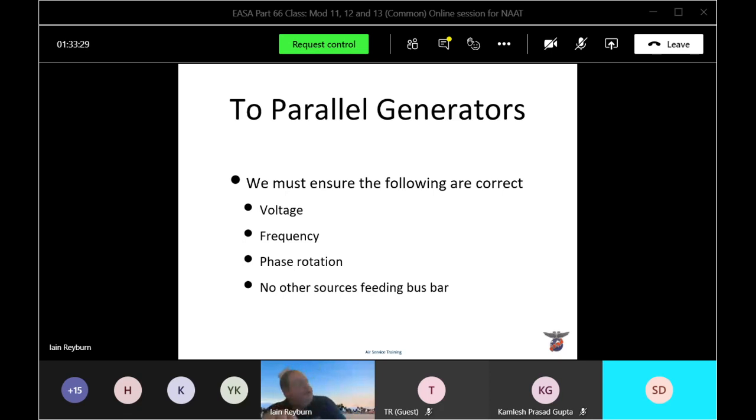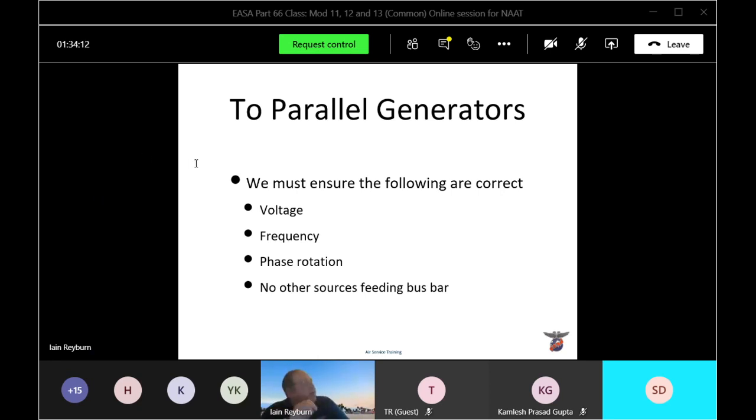And we must get the correct phase rotation. It must be going ABC, so the generator's output must be rotating the same way. And when I connect all three, there must be nothing coming off it. If I've got loads on the bus bar, as soon as the first generator connects they'll start to draw, and that will start to bring down the voltage of one generator, and then we get all these different voltages feeding round.